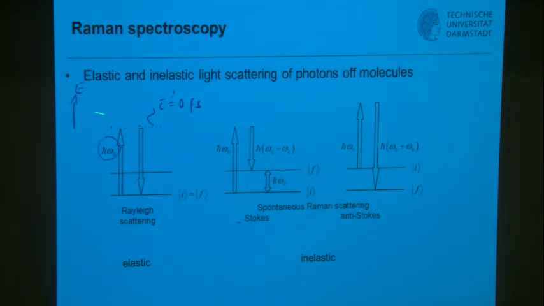It is not going from an allowed eigenstate where collisions matter. It is an instantaneous process. And that is now to be used for quantitative measurements in gases.